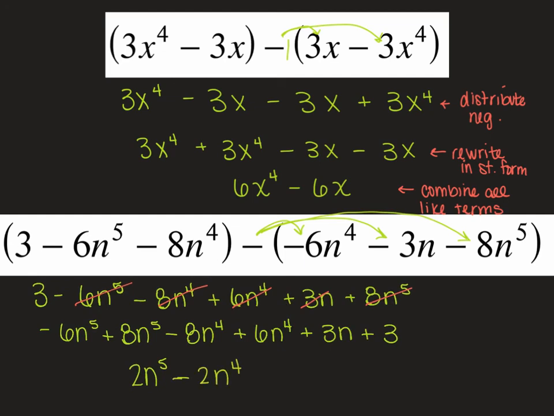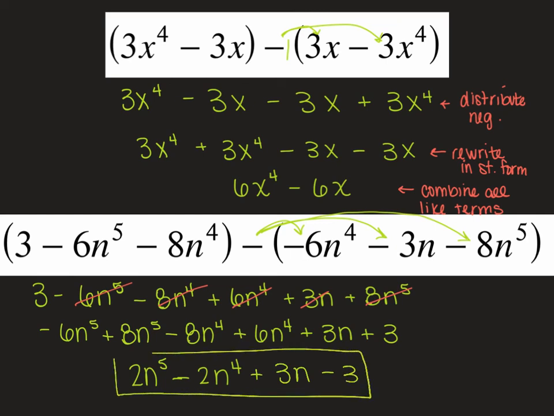And then now as you look through the rest of your terms, I don't have anything to combine with the 3n, and I don't have anything to combine with the 3. And that doesn't mean that we combine them to each other. That means that that's what it is, okay? There's nothing to simplify them with. So we do plus 3n minus 3. So this is now our final answer. It's in standard form, which means highest degree to least degree, and it's simplified as possible.